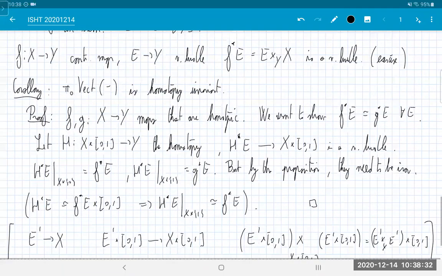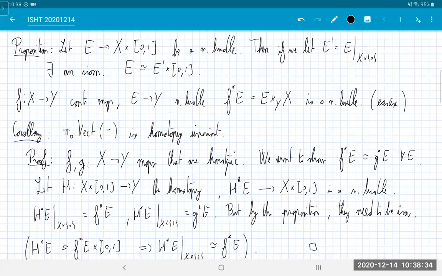So this proposition is secretly saying exactly that the isomorphism classes of vector bundles over X times [0,1] are all pulled back along the projection, which means, when you unwrap everything, as in this corollary, that Pi 0 Vect is homotopy invariant. Is it okay?